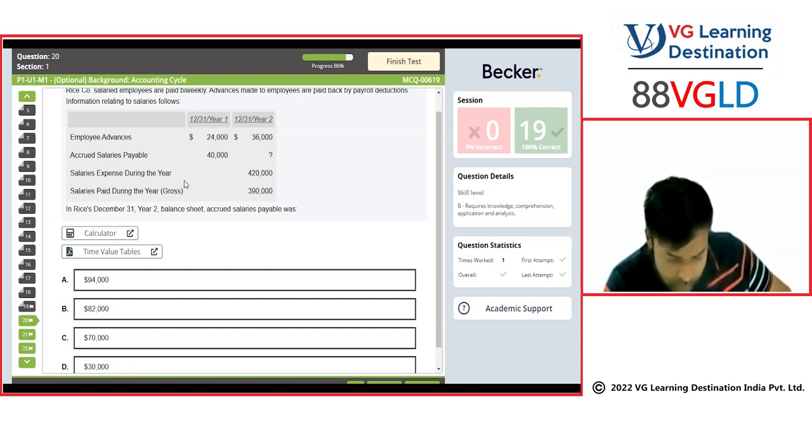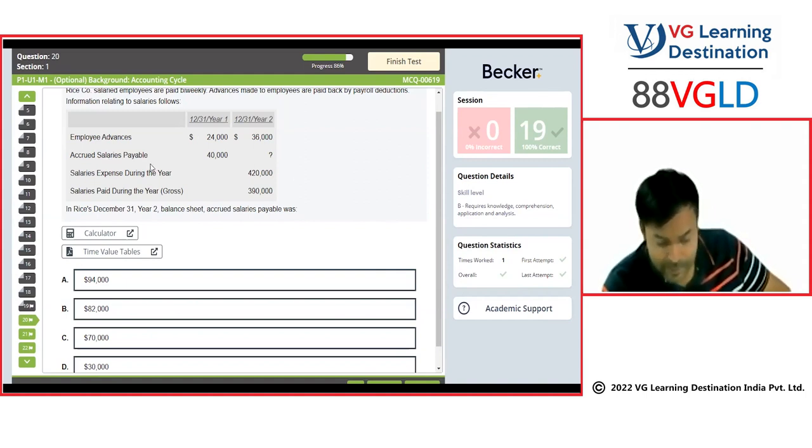Salary expense is 420,000. Salary paid is going to be 390,000. What is going to be the accrued balance in that case? You are saying C in that case. That means what is the value of the question mark? Okay, everyone. Accrued salaries payable. Is it a liability or asset for you? It's a liability. Which kind of balance does a liability have? Debit balance or credit balance?